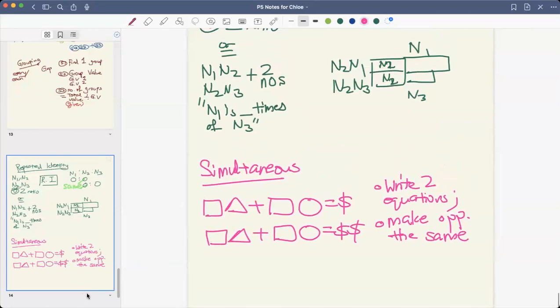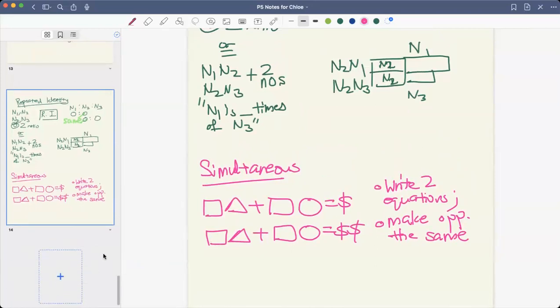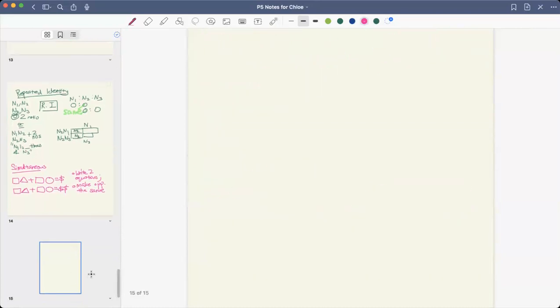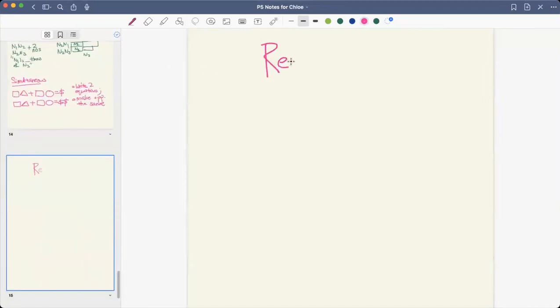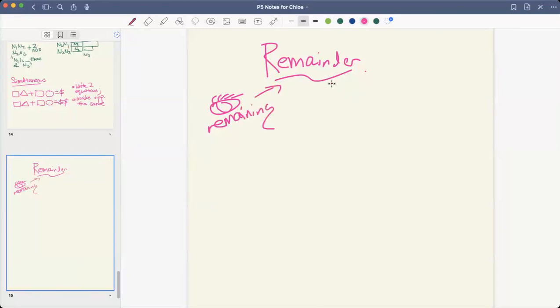Okay. I hope to say that this is the last one, but it's not. Okay, this is the last one. Okay, last one. I promise. This is what we call the remainder. So you see the word remaining. So it's remainder.